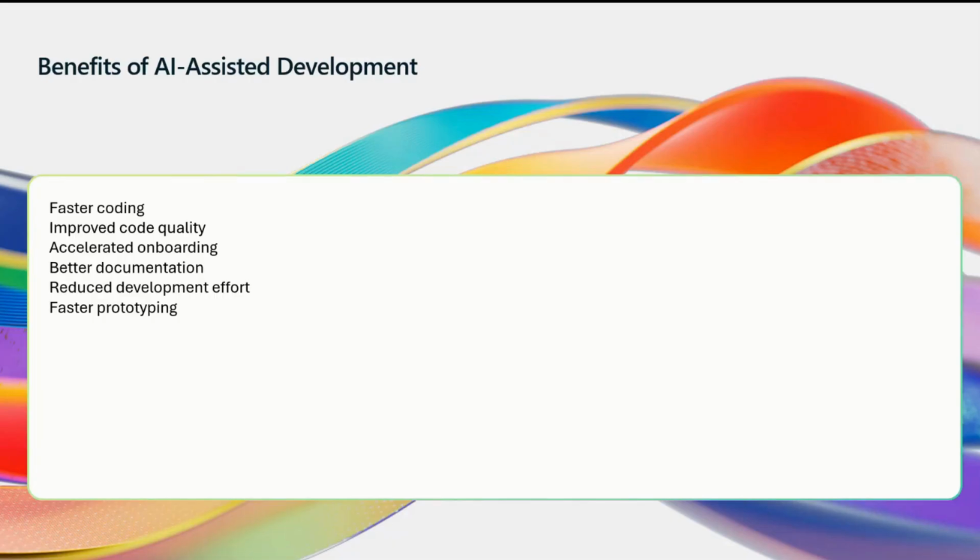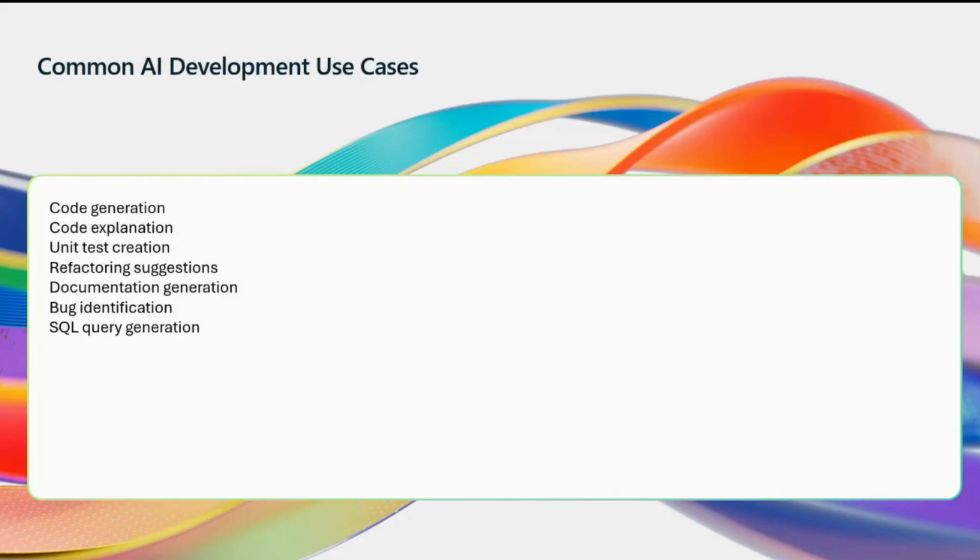Reduce development effort. Copilot or AI in general can help you reduce your overall development effort by moving things faster, doing things faster. And you also have the benefit of faster prototyping. Okay, so rapid prototyping, reducing overall project timelines, improving code quality. These are the benefits of AI assisted development.